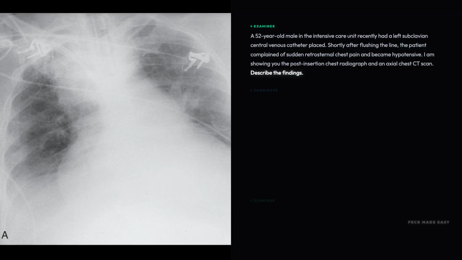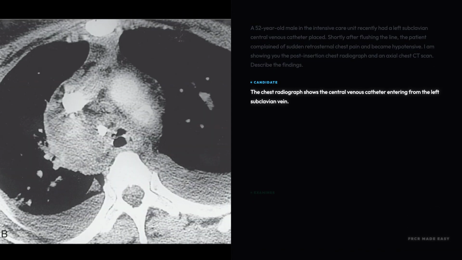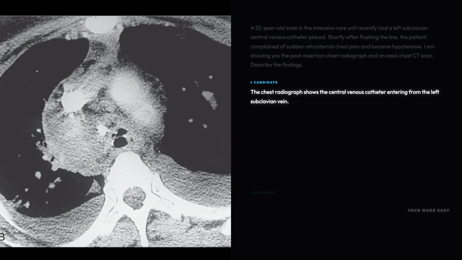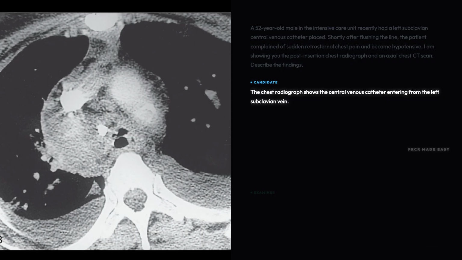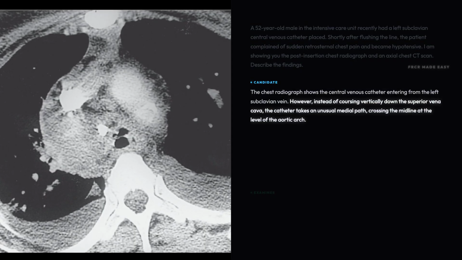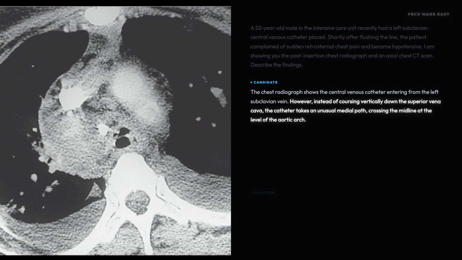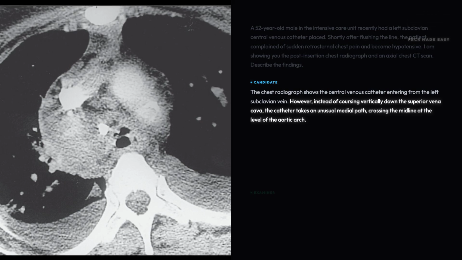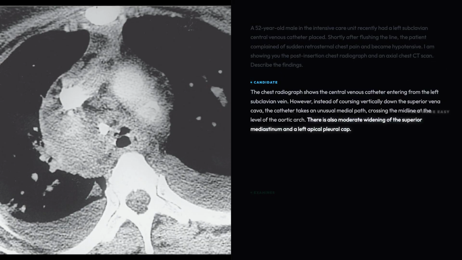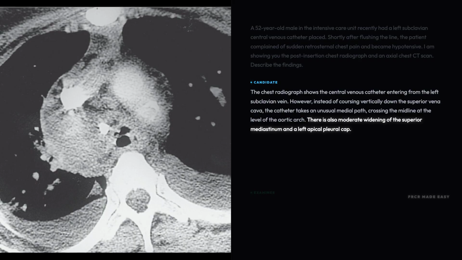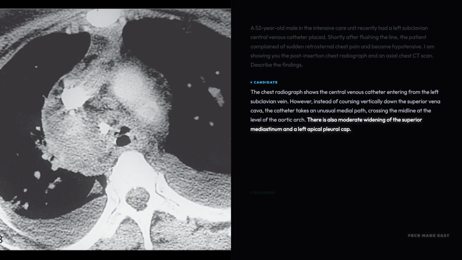Describe the findings. The chest radiograph shows the central venous catheter entering from the left subclavian vein. However, instead of coursing vertically down the superior vena cava, the catheter takes an unusual medial path, crossing the midline at the level of the aortic arch. There is also moderate widening of the superior mediastinum and a left apical pleural cap.